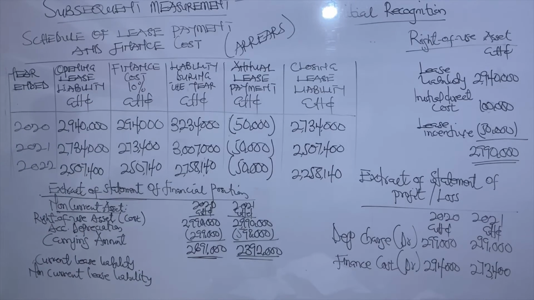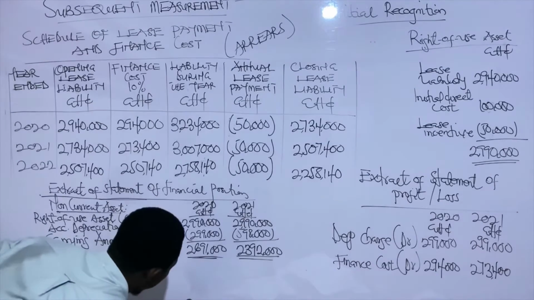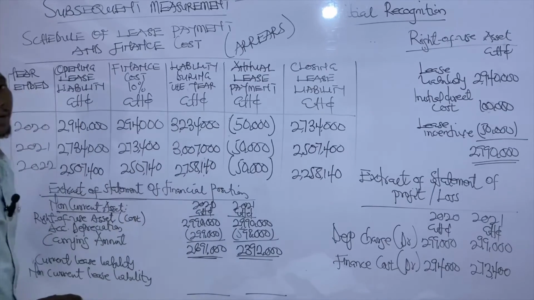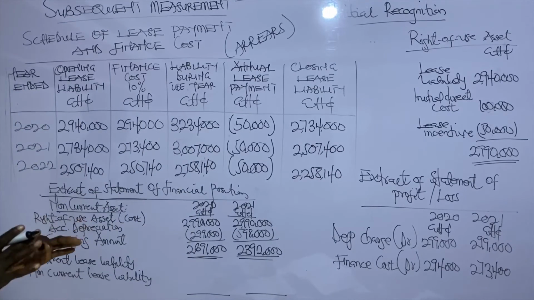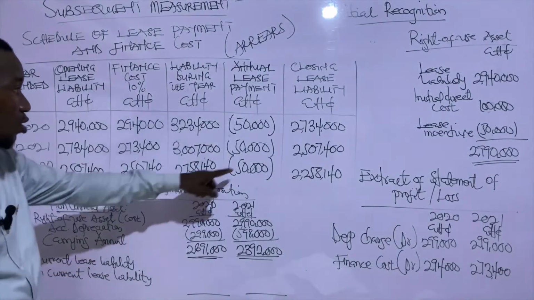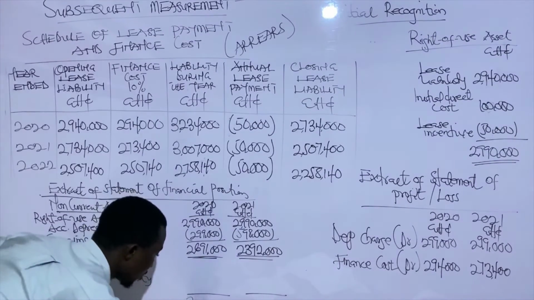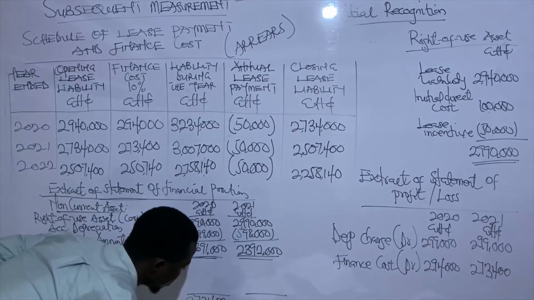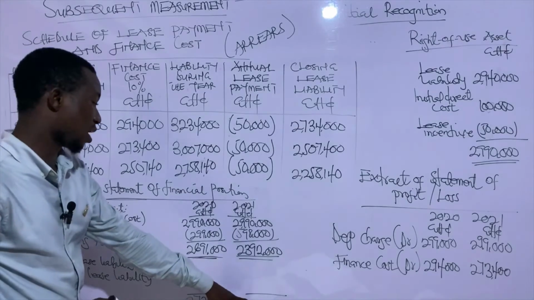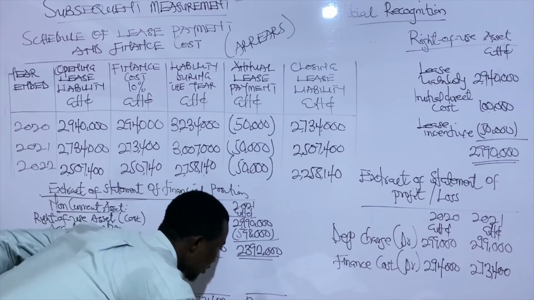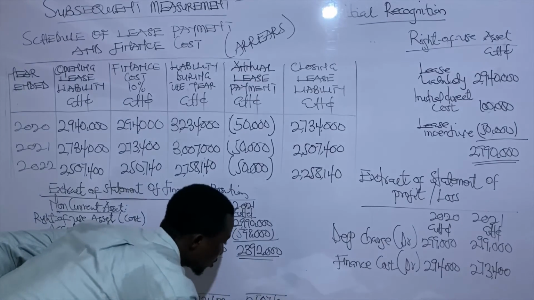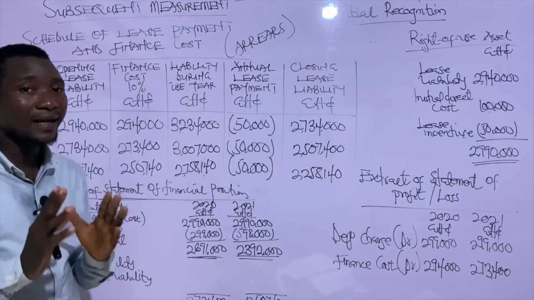Afterwards, we had a total, that is gross. So to make it very easy, but you have to pay attention over here in splitting the gross liability into current and non-current. So for the year 2020, the gross is 2,734,000. For 2021, it was 2,507,400. Very good.